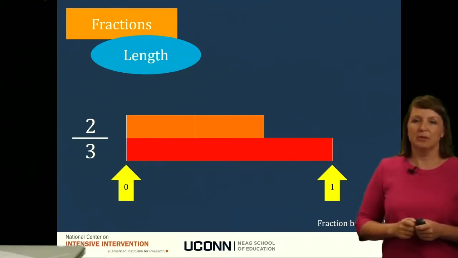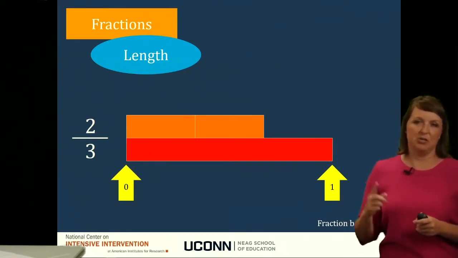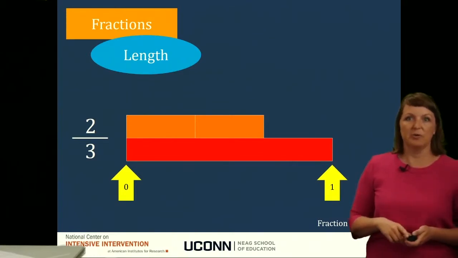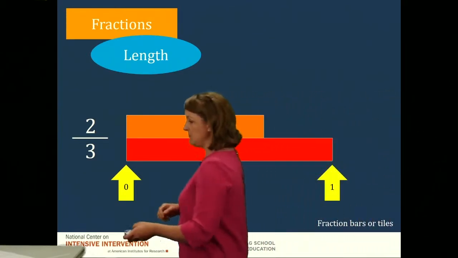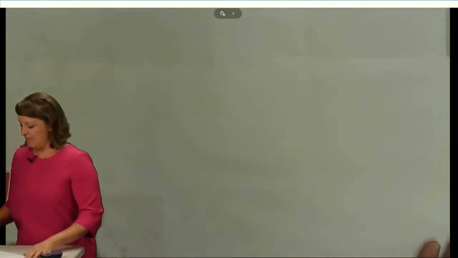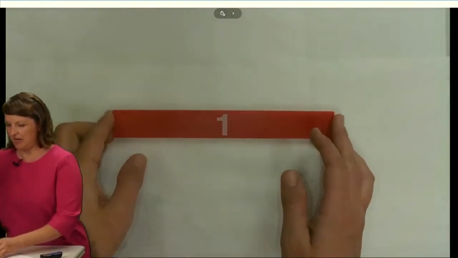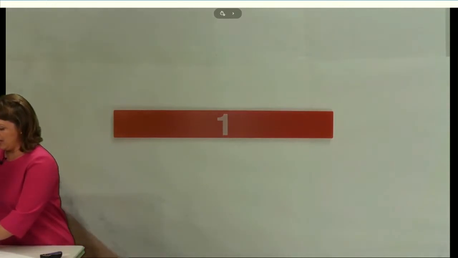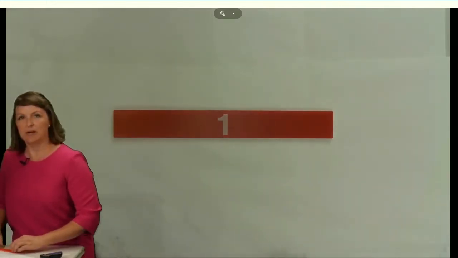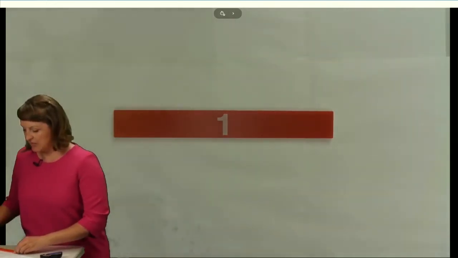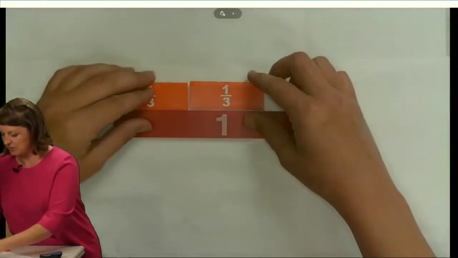So this is what it would look like with the representational. I'm now going to move over here and show you what it's going to look like with the concrete. So here I have my whole. I'm going to do the same fraction, 2/3. I'm going to show my whole right there. And I understand that that whole has a denominator and it's broken into 3 equal parts. So I'm going to show those 3 parts.